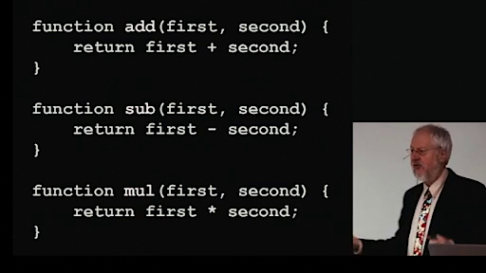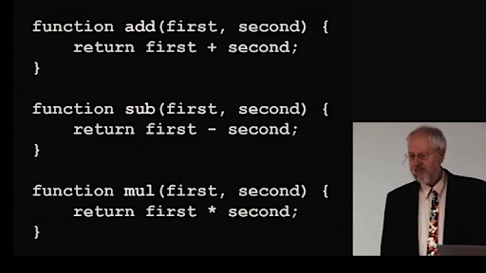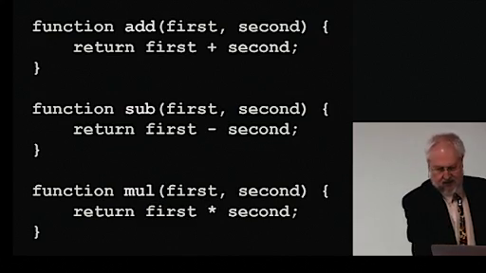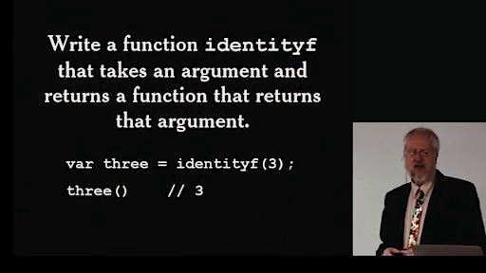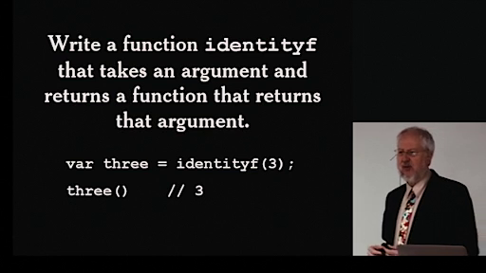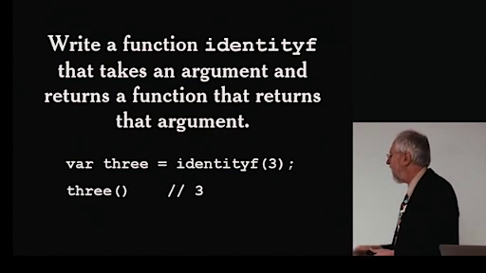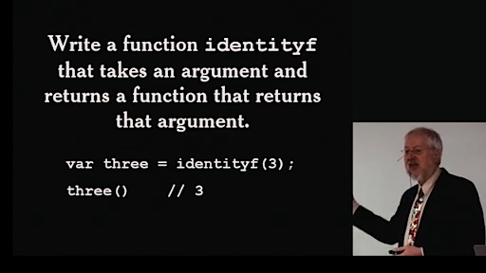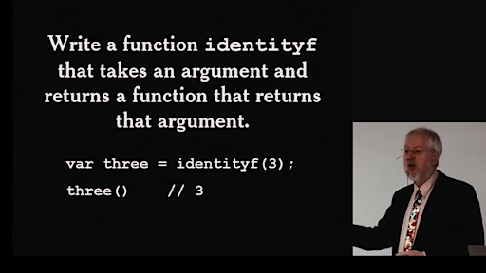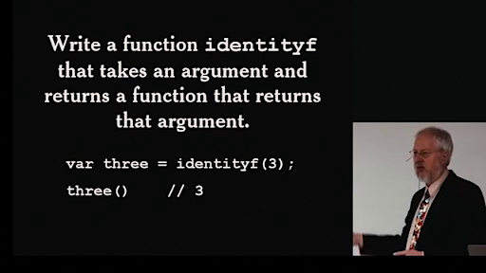Okay, ready for the first interesting problem of the day. Here we go. Write a function identity f that takes an argument and returns a function that returns that argument. So we're going to call identity f, we're going to pass it 3. That will return a function. When we call that function, it will return 3.